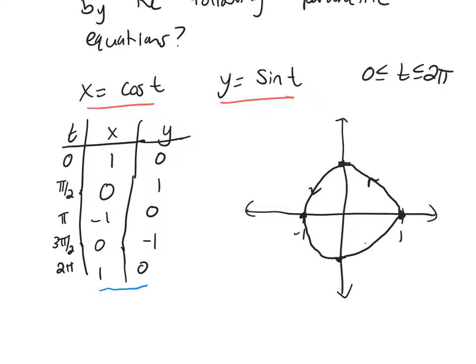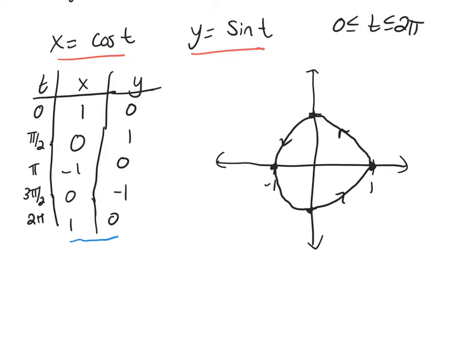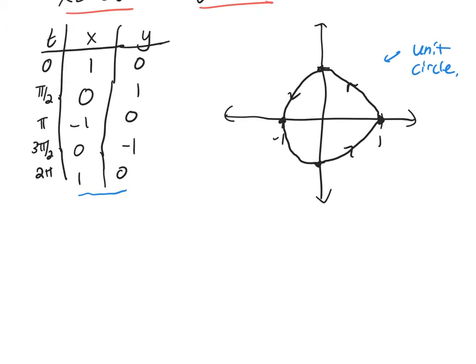Again, there are arrows to indicate the direction as t increases. And what does this graph look like? It should be pretty familiar. Maybe I didn't draw it too nicely, but this is the unit circle. That's what it looks like to me. So can we verify that? Well, let's look. What's the equation for a unit circle? x squared plus y squared. So let's plug in our parametric equations.